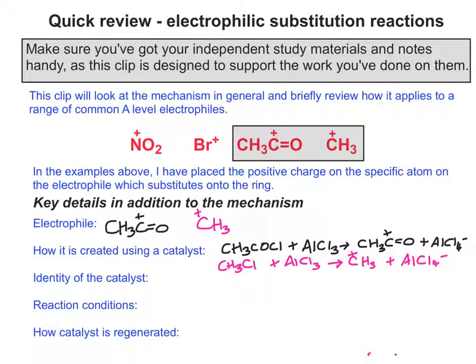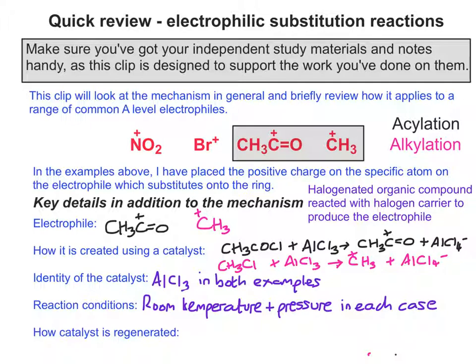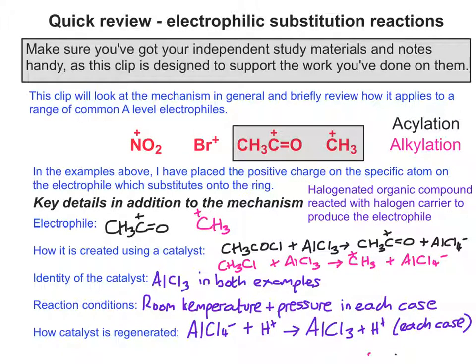So in the case of alkylation and acylation, which I've colour-coded, you can see that what we do is we use a chlorinated species. And we react this chlorinated compound with the halogen carrier. In this case, it's AlCl3 in both examples with the same reaction conditions and the same equation for regenerating the catalyst at the end.